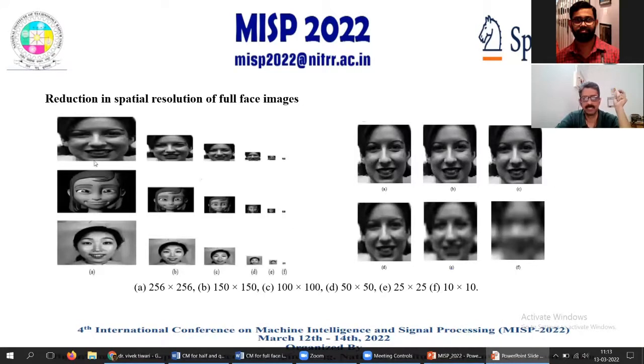Now, these are the images that we have produced using spatial resolution reduction. So these are the original images, which are of size 256 cross 256, while these are the lower resolution images. Just to understand the amount of degradation that has happened, the first image and the last image have been compared. So this is 256 cross 256, 150 cross 150, 100 cross 100, 50 cross 50, 25 cross 25, and 10 cross 10. This is the amount of degradation that we have been able to simulate.